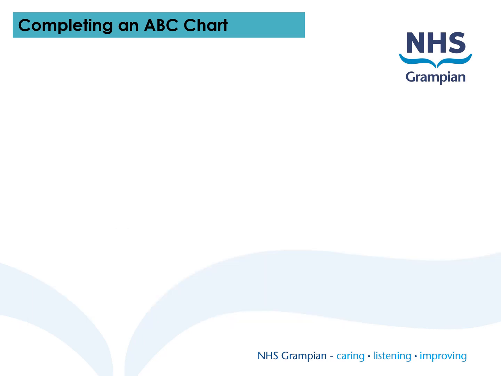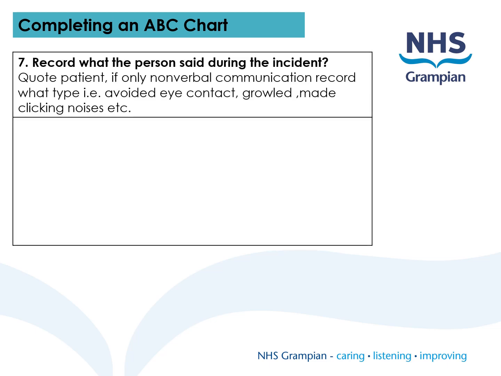So in the next part of the ABC chart, you will be asked to record what the person said during the incident. And this is pretty self-explanatory. You have to directly quote what the person said during the incident. It's very important because they can provide very useful cues as to what they're feeling, what altered reality they're in. So we can use that for analysis to identify any needs, any triggers.